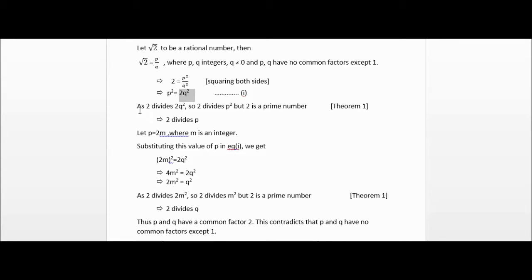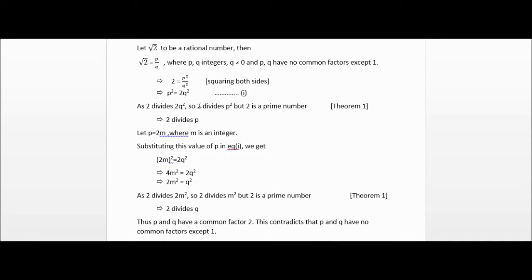So I have written here that 2 divides 2q square. That implies 2 divides p square. Look at this term, p square. Why? Because p square and 2q square are the same, both sides are the same. So if 2 can divide 2q square, that means 2 can divide p square also. So I have written that as 2 divides 2q square, so 2 divides p square.